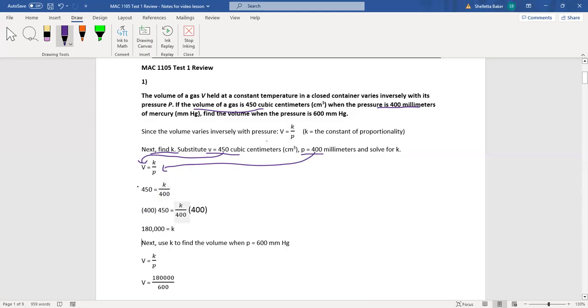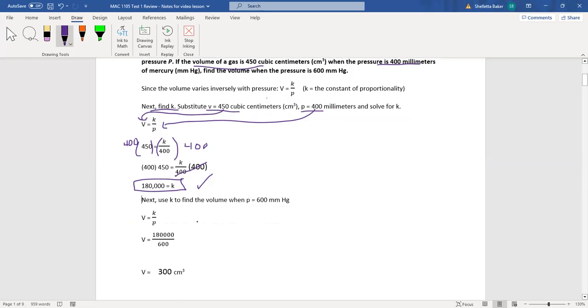And to solve this equation, we will do the opposite. The inverse of dividing by 400 is to multiply both sides of this equation by 400. And when we multiply both sides of the equation by 400, see the 400s cancel on the right side, leaving K. On the left side, 400 times 450 gives us 180,000, and this is our constant of proportionality. So K equals 180,000, and from here on out, we will substitute this value for K.